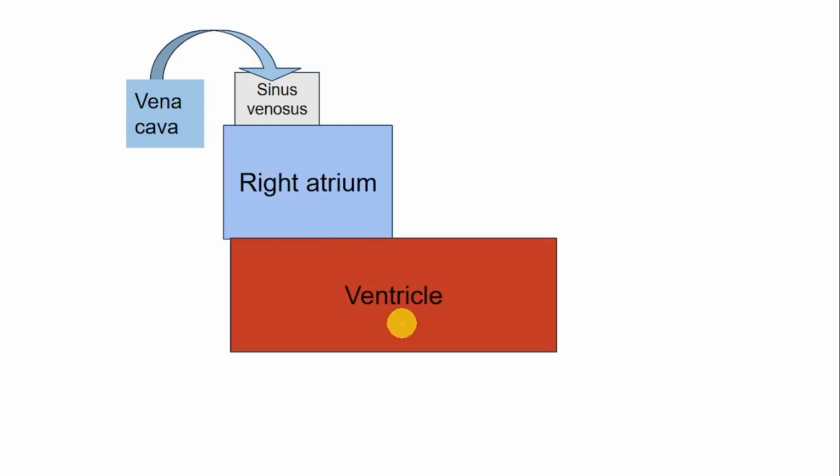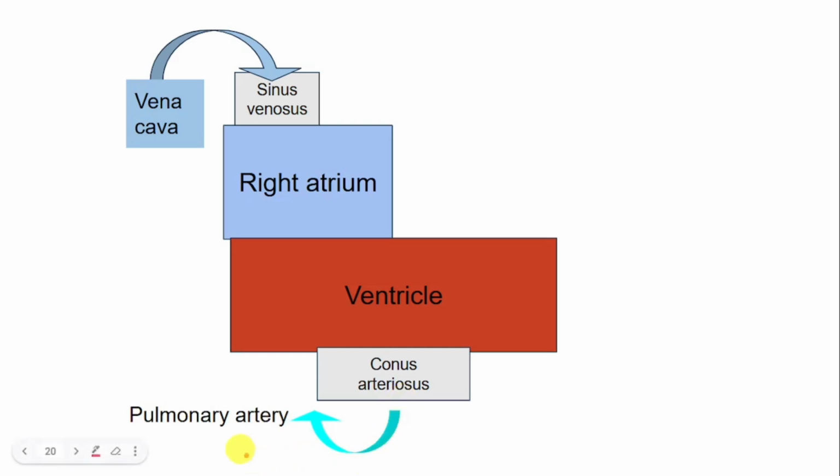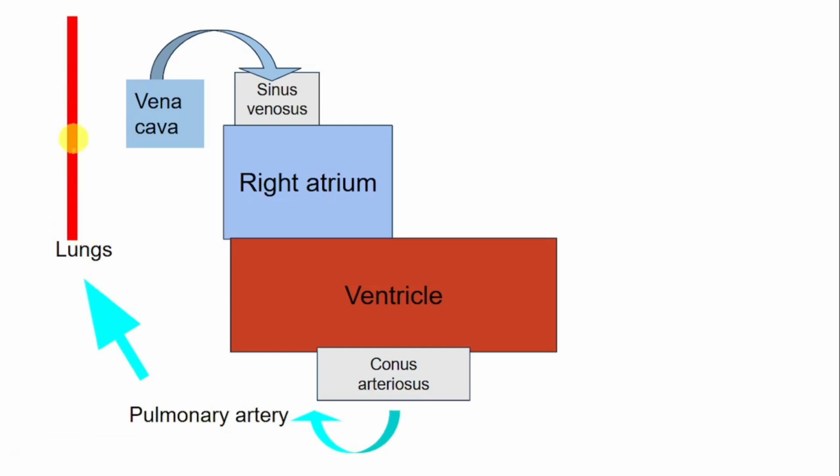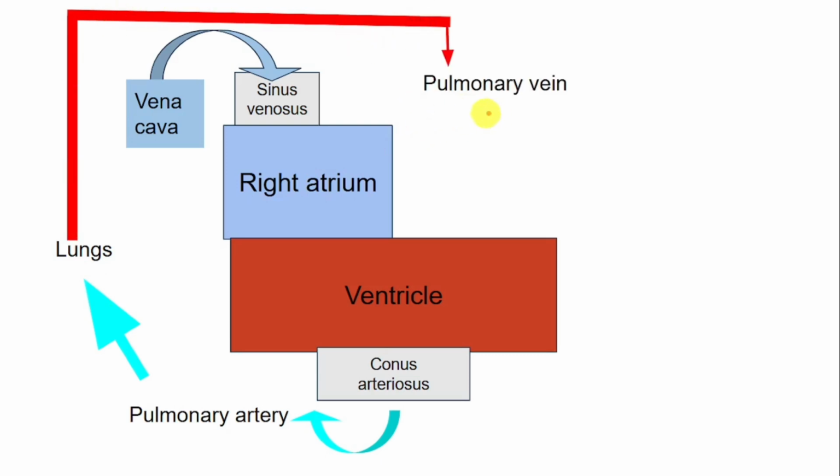Then it enters the ventricle. There is a single ventricle in the case of frog. And from there, the blood flows through conus arteriosus. And then it enters the pulmonary artery and goes to the lungs. And from the lungs, it will be oxygenated. So now it is indicated by a red line. This enters the pulmonary vein, and from the pulmonary vein the blood enters into the left atrium. Okay, so the red color here indicates oxygenated blood.